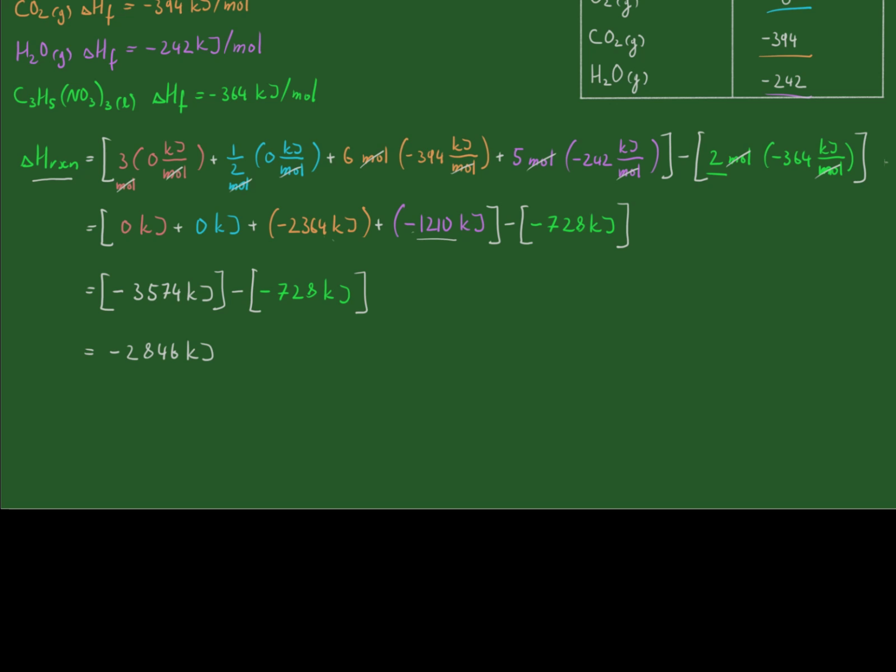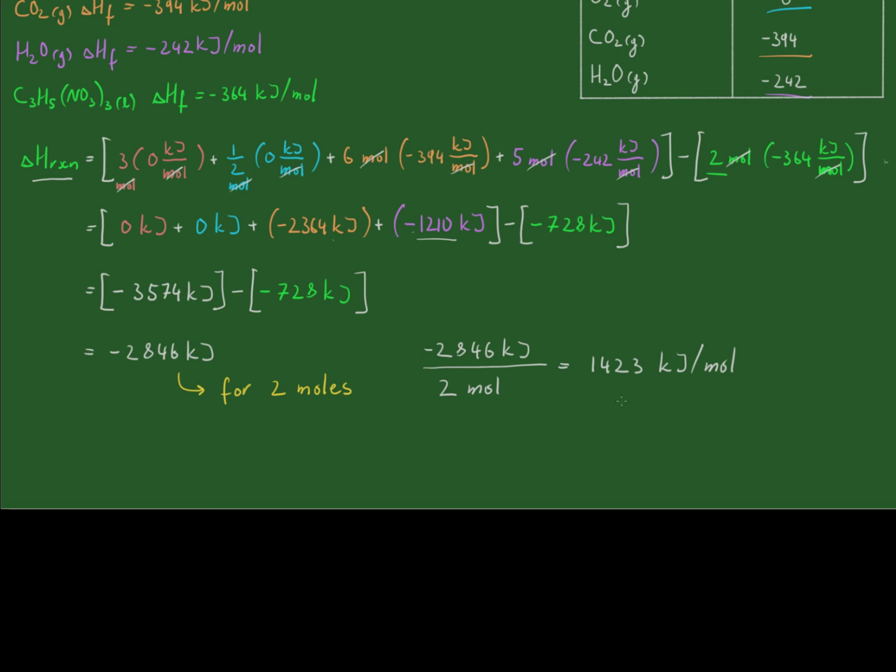Let's figure out what the enthalpy change is for 1 mole of nitroglycerin. So this is for 2 moles. In order to figure out what the enthalpy change is for 1 mole, we need to divide negative 2,846 kilojoules by 2 moles. And we will get negative 1,423 kilojoules per mole.